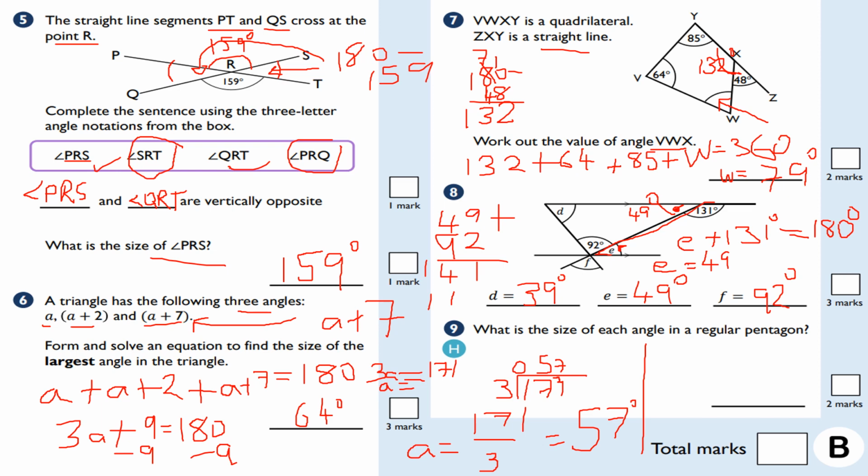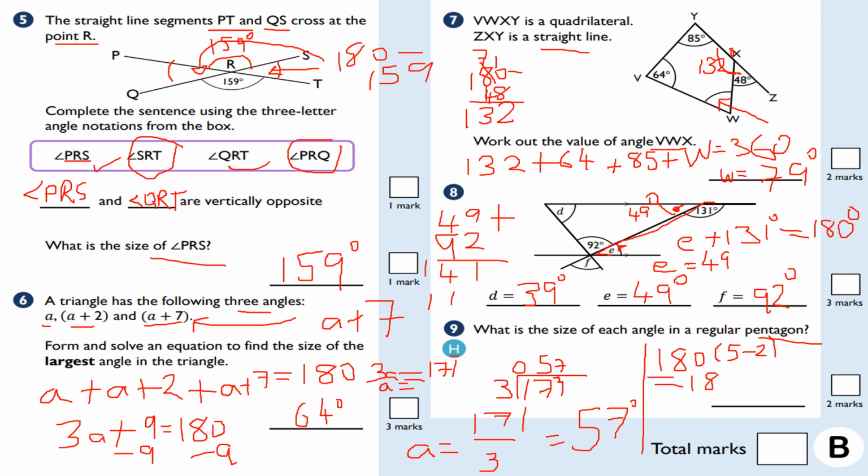Question number 9, what is the size of each angle in a regular pentagon? So the capital H is for higher tier. So the formula is the sum of the interior angles in a regular polygon is 180 times n minus 2. A pentagon has 5 sides, so I'm going to work out the total number of angles and then divide it by 5.